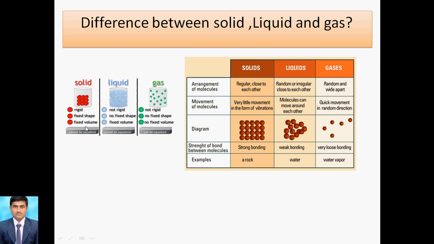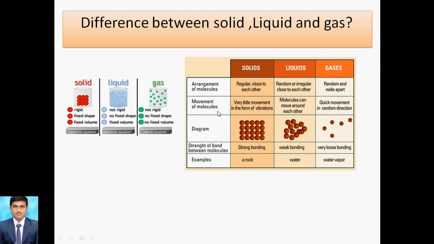In the case of a solid, there is a fixed volume, and a liquid also has a fixed volume, but a gas has no fixed volume because the molecules are always in a random manner. So this is regarding the gases. Another difference we can see is that in a solid the arrangement is regular and closely packed, as shown in the figure. In the case of a liquid, it is irregular and slightly close to each other, but in the case of gases, it is random in nature.